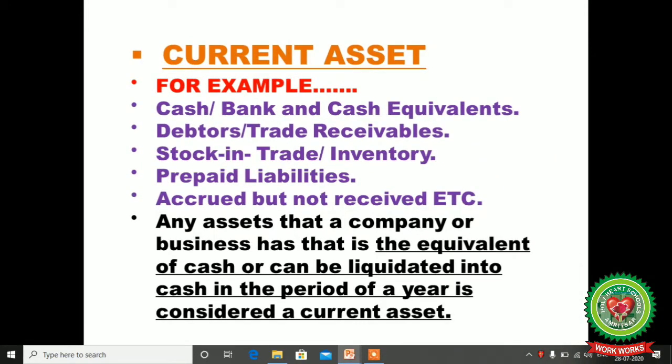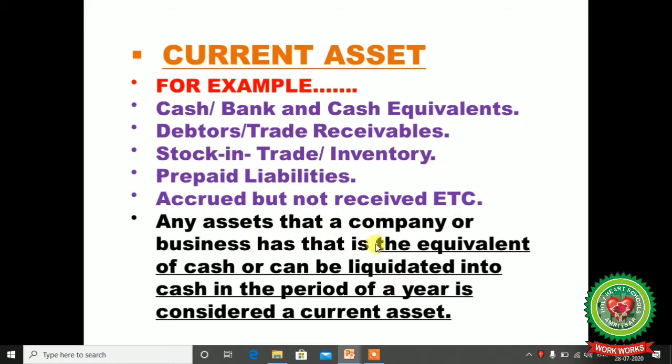Current assets. Further, assets are divided into two parts, you know very well: current assets and fixed assets. These all are the terms for your revision part. For example, cash, bank, cash equivalents, debtors, trade receivables, stock in trade, inventory, prepaid liabilities, accrued but not received. So simply, what is the meaning of current assets? Means you are able to liquidate the asset into cash form within the period of 1 year.